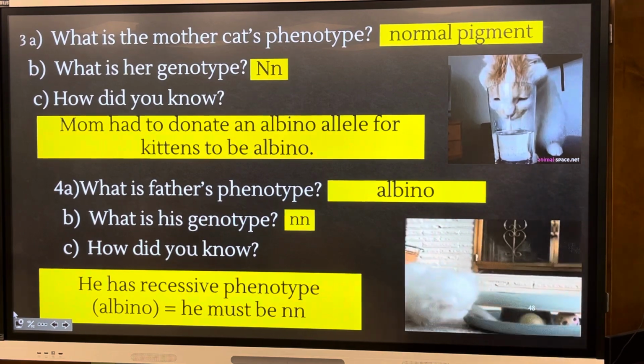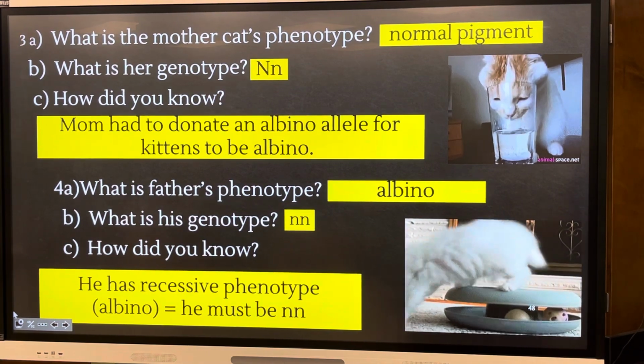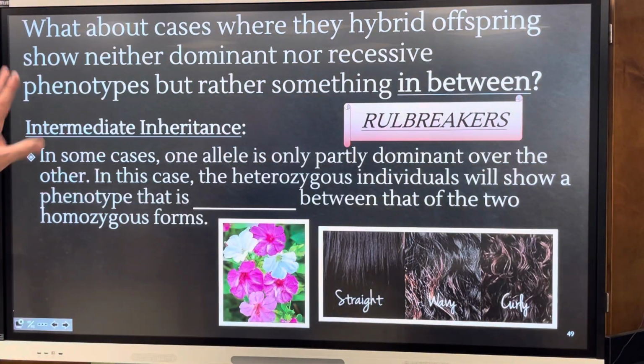Doing good on this? Has recessive phenotype, must be little n, little n. All right. So what about cases where the hybrid offspring don't show dominant or recessive phenotypes, but something in between, like a mix, like this on the screen. Straight hair, curly hair, and then something in between, wavy. Red flowers, white flowers, and then something in between, pink, okay?